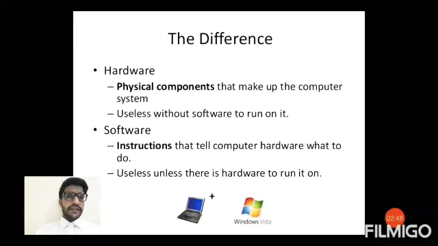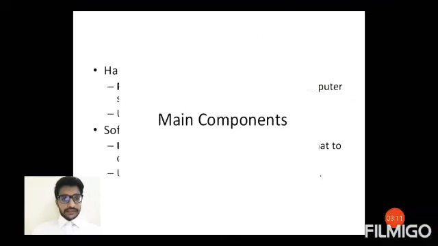Difference between hardware and software. Hardware is the physical component that makes a computer system, but it is useless without software to run on it. Software is the instructions that tell the computer hardware what to do, but it is useless unless there is hardware to run on.